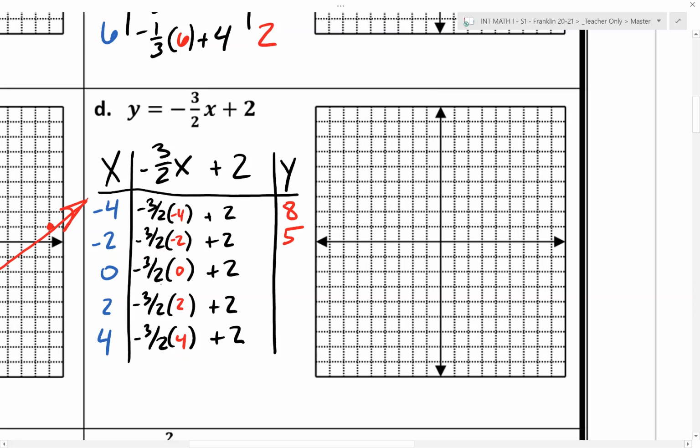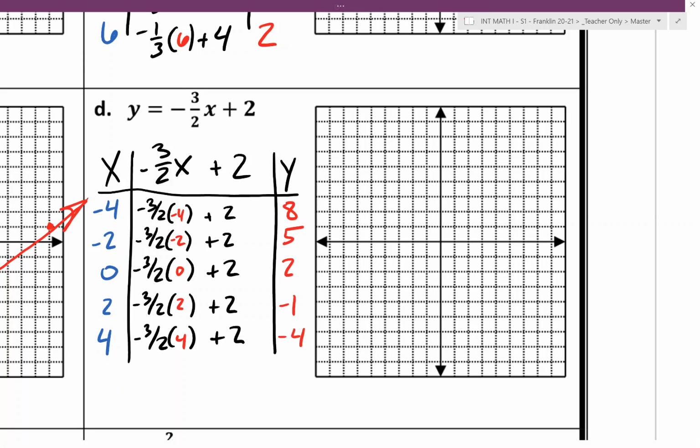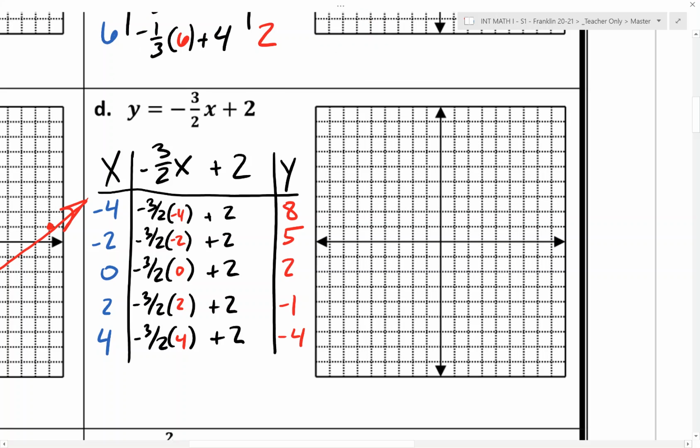Negative 3 over 2 times 0 is 0, plus 2 is 2. Negative 3 over 2 times 2, positive 2, is going to give us negative 6 divided by 2, which is negative 3, plus 2 is negative 1. And then negative 3 over 2 times 4, well, that's 4 times 3, which is 12, divided by 2 is 6. So negative 6 plus 2 is negative 4. If going through all that math verbally is too confusing to listen to, just write it out yourself or use a calculator. Try not to get confused by all of the operations here.